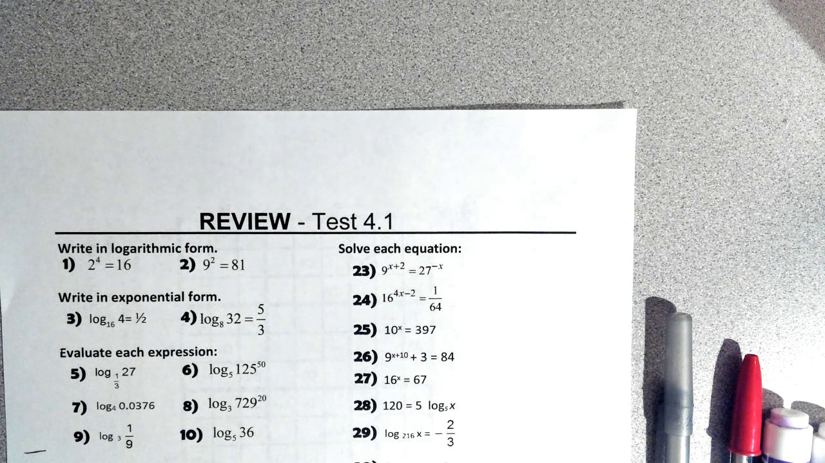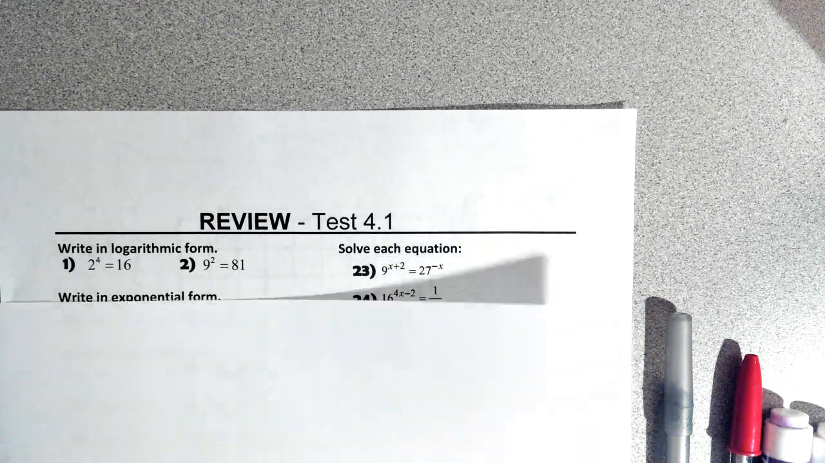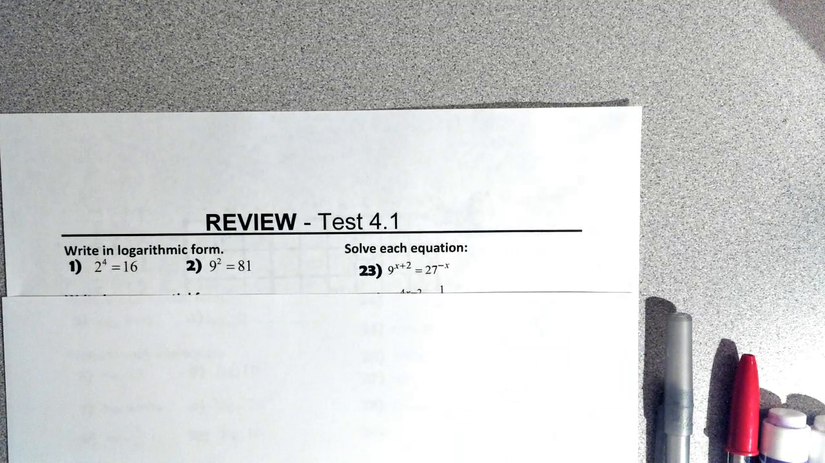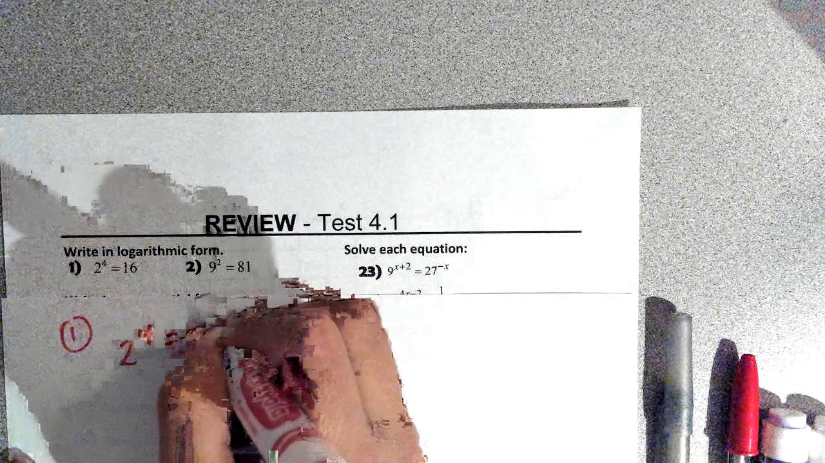Alright, let's go ahead and get started. This is test 4.1 review. So let's go ahead and look at the first one. It says write in logarithmic form. So I'm going to start with number 1. So I have 2 to the 4th equals 16.